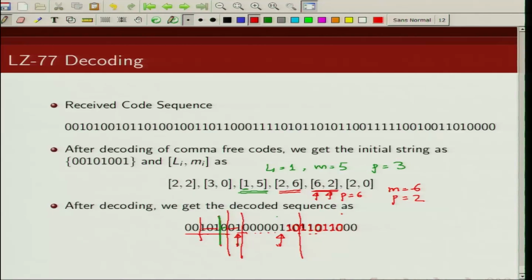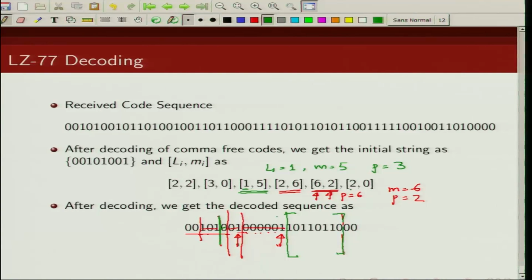Now my new dictionary will be, and I'll get rid of the 6 bits. So I'll get rid of 1, 2, 3, 4, 5, 6. So my new dictionary is this one. Okay, this is my new dictionary.